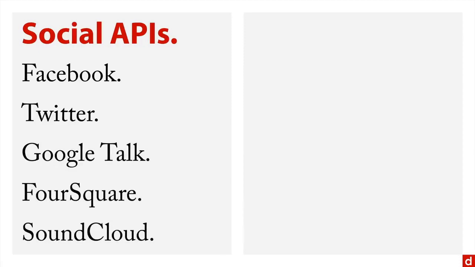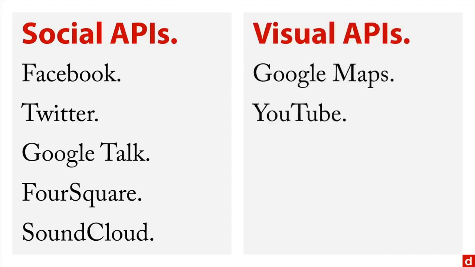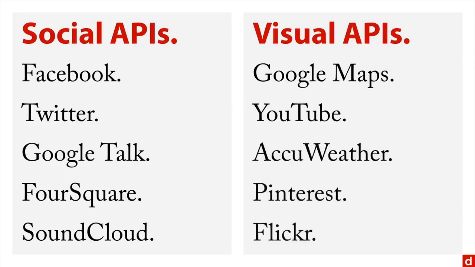And then there are also what are called visual APIs, which are for getting visual data. So for instance, Google Maps is the most common, but also YouTube, something that accesses YouTube on a particular website, or AccuWeather, which is for getting weather information, Pinterest for photos, and Flickr for photos as well. So these are some really common APIs, and you can program your computer to pull in data from any of these services and sites and integrate it into your own website or into your own data analysis.